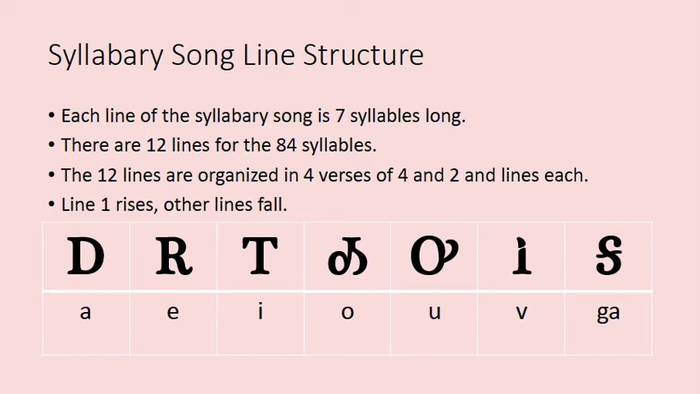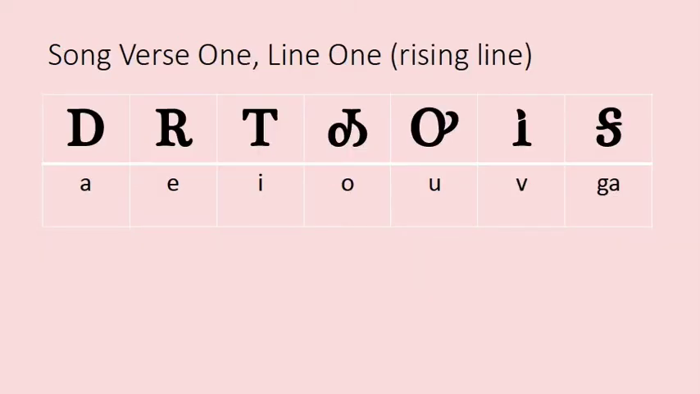And line 1 rises, and the other lines fall. So you have ah, a, e, o, u, ga for the first rising line. And let's listen to Ginali Shamshini Nole Dinio singing this song.